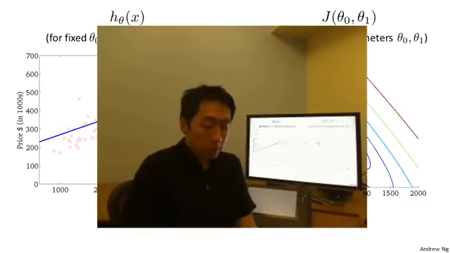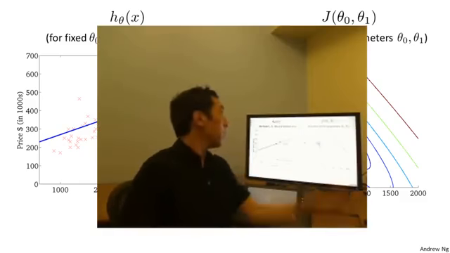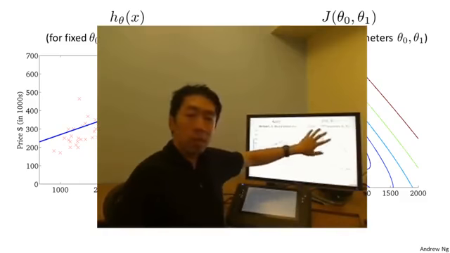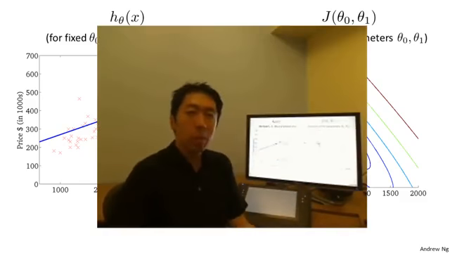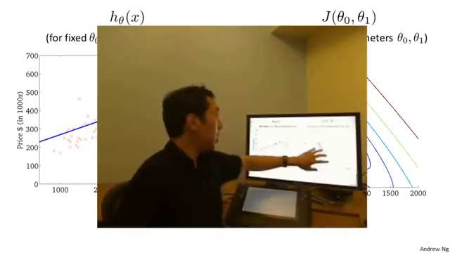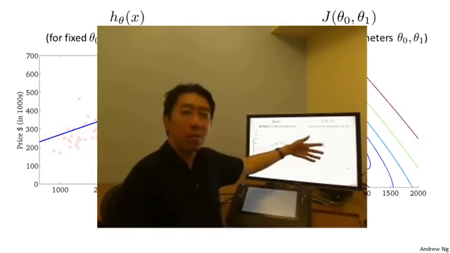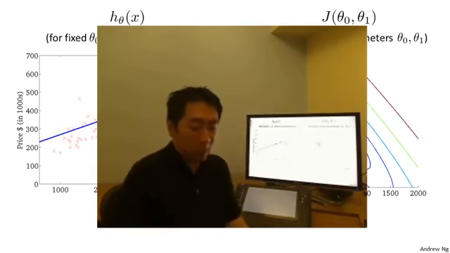Now, of course, what we really want is an efficient algorithm, an efficient piece of software for automatically finding the values of theta 0 and theta 1 that minimize the cost function J. Right? And what we don't want to do is to have to write software to plot out this point and then try to manually read off the numbers. That's just not a good way to do it.